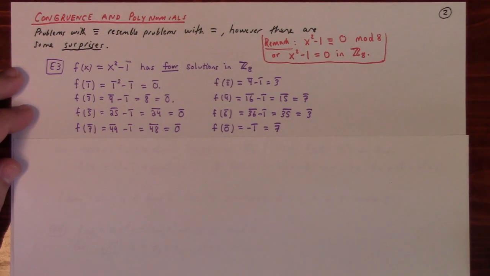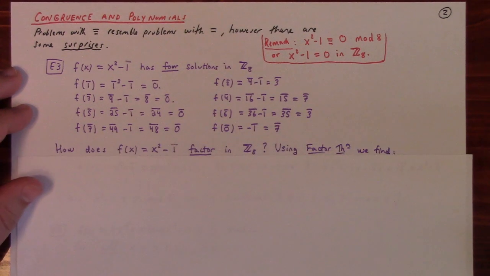But this is actually a little bit disturbing because we have a quadratic with 4 distinct zeros. But I thought a quadratic equation only has 2 solutions, right? Well, that's not the case over Z8.